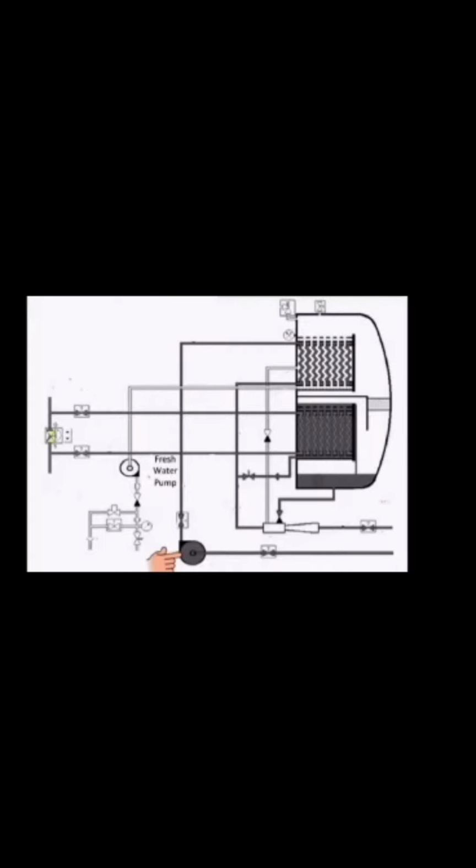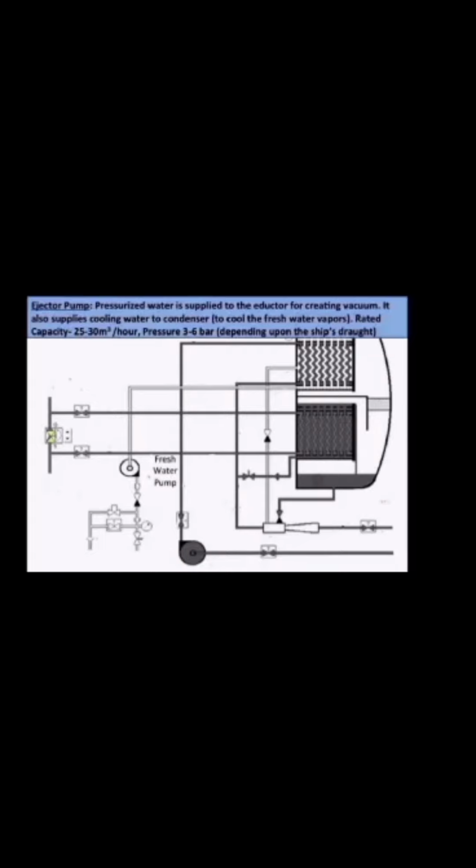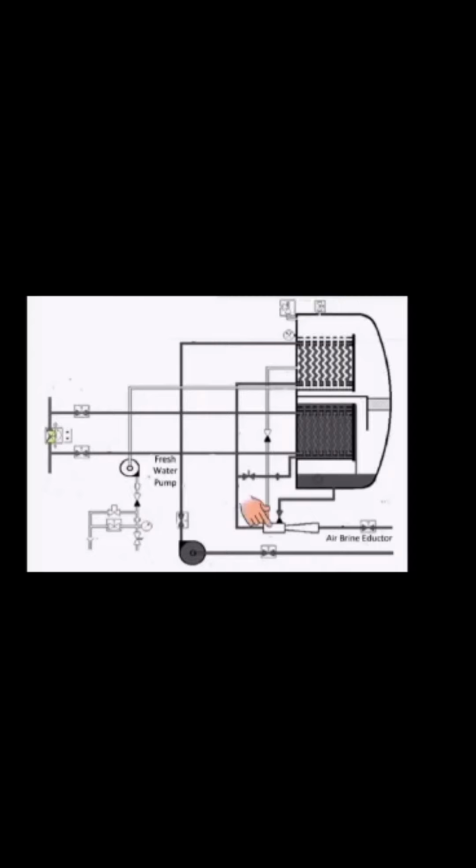Injector pump. Pressurized water is supplied to the eductor for creating vacuum. It also supplies cooling water to the condenser to cool the freshwater vapors. Rated capacity is 25 to 30 cubic meters per hour, pressure 3 to 6 bar, depending upon the ship's draft.